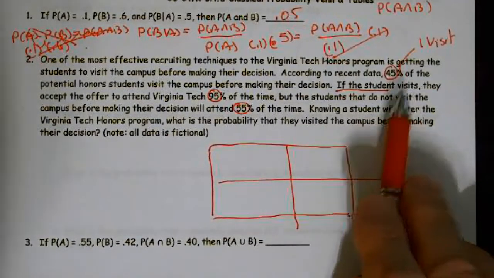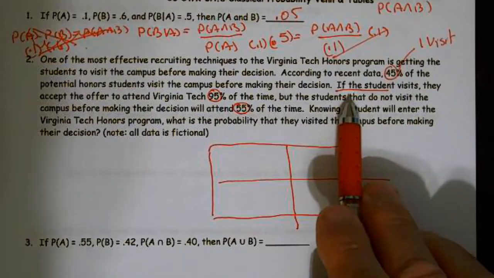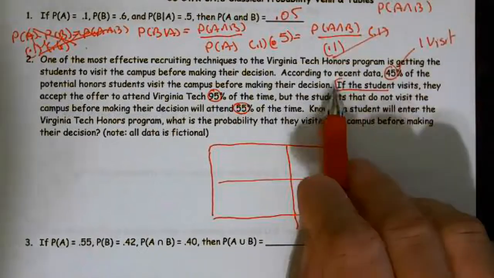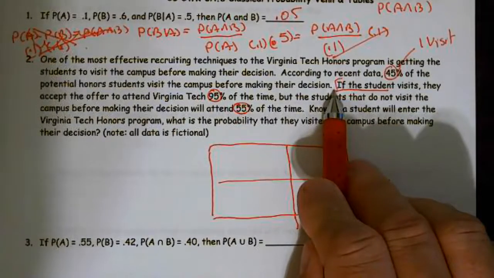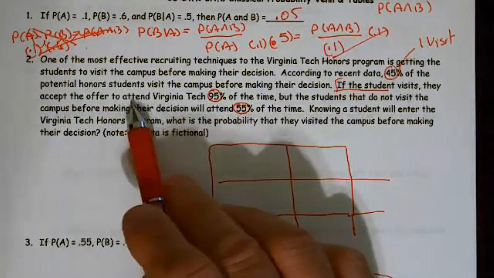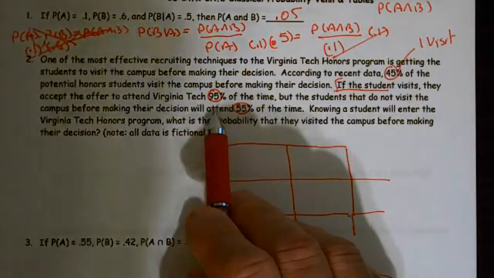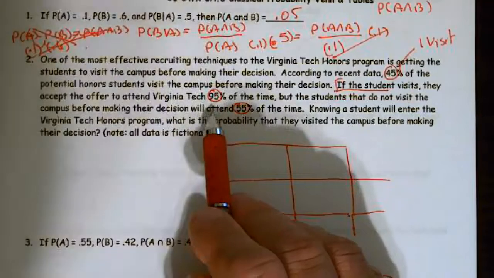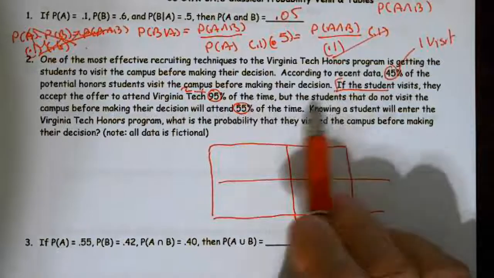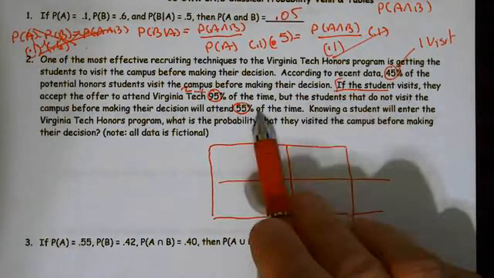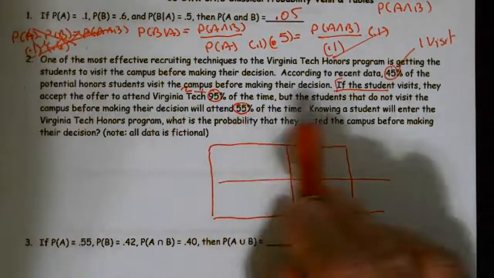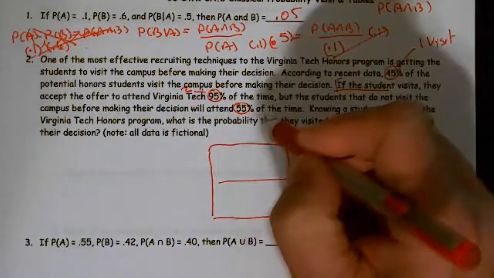If the student visits, as soon as you see the word if, that means given, all right? So this if is another key word for given. This is a condition right there as soon as they said given. As soon as they've conditioned it, we know it's on two variables. Given the student visit, probability they accept is 95% of the time. Well, guess what? That right there is going to be two variables. But the students that do not visit make their decision to attend 55% of the time, once again, visit and attendance. So this is also on two variables.